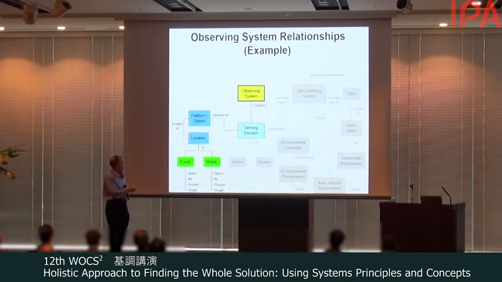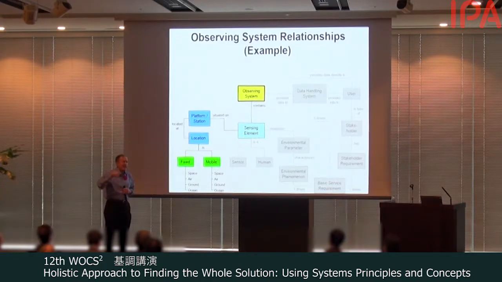These sensing elements are usually situated on platforms or stations. The platform could be a satellite, it could be an airplane, it could be a ship, it could be a stationary platform mounted on the ground. This is another aspect because it determines the location and whether that location is fixed or moving. All these features have an effect on the total set of observing systems and how they behave as a holistic enterprise called the National Weather Service.